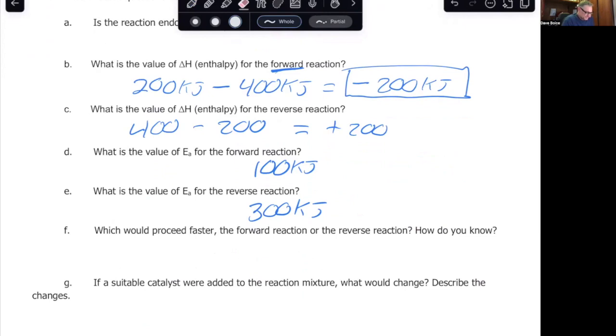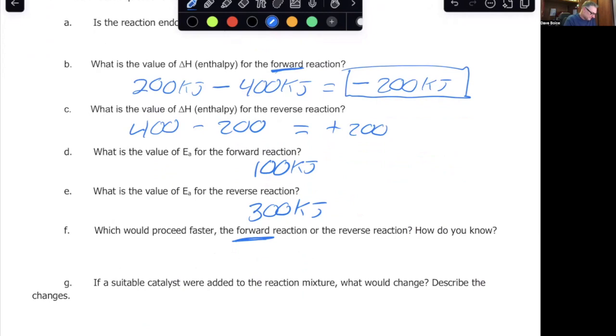Which would proceed faster, the forward reaction or the reverse reaction? Well, obviously the forward is going to take a lot less energy than the reverse reaction. So that one is going to proceed faster because you're going to get to that energy of activation first. Forward.